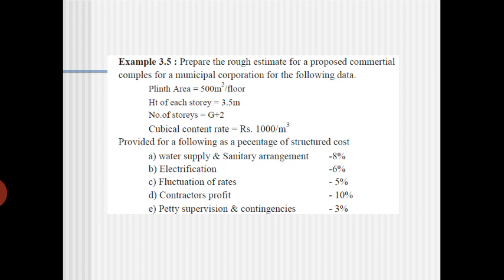Then provide the following as a percentage of structural cost. For water supply and sanitary arrangements it is 8% of the total cubical estimate. Electrification is 6%. Fluctuation rates are 5%. Contractor's profit is 10%. Then the supervision and contingencies are 3% of the total estimate.